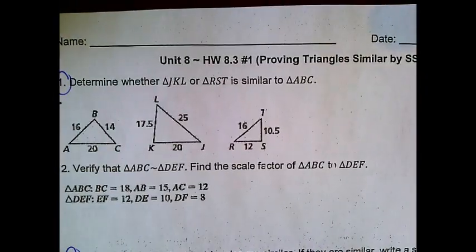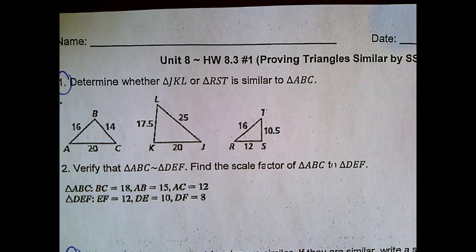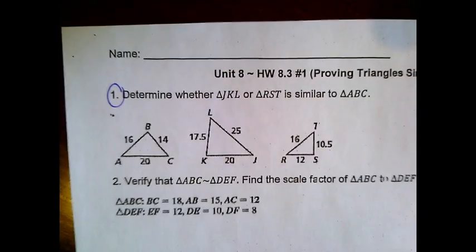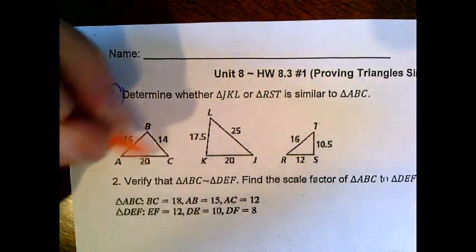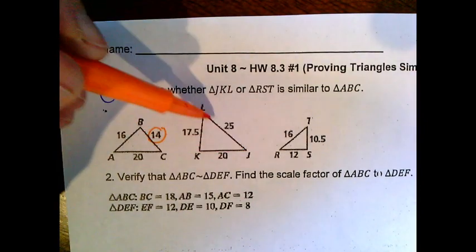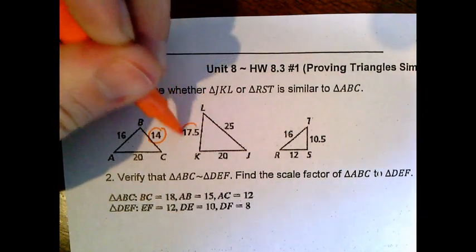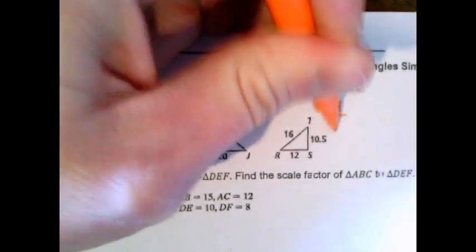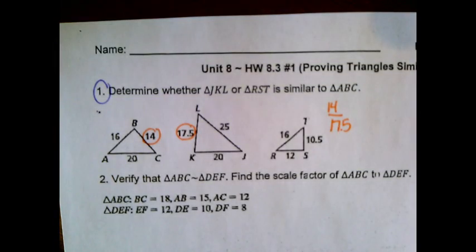This is what we kind of talked about, like the baby bear, mama bear, papa bear. So when I look at triangle A, I'm going to find the smallest one over here, which is 14, and match it with the smallest one here. This is our baby bear, so that is 17.5. I'm going to write those down and then simplify them. When I simplify that, I get 4/5.